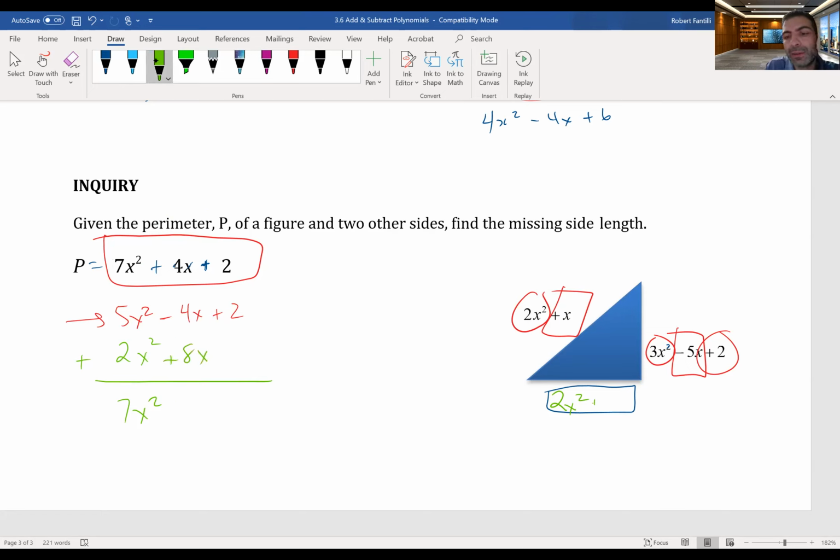8x, because negative 4x plus 4x is 0, right? So negative 4x plus 8x brings me past the 0 to positive 4 territory. So I go from negative 4x to positive 4x. And I already have the 2 that I need, so that's it. So I'm going to end up with positive 4x plus 2, and that's exactly the perimeter. So all we were missing was what's in green here, 2x squared plus 8x.